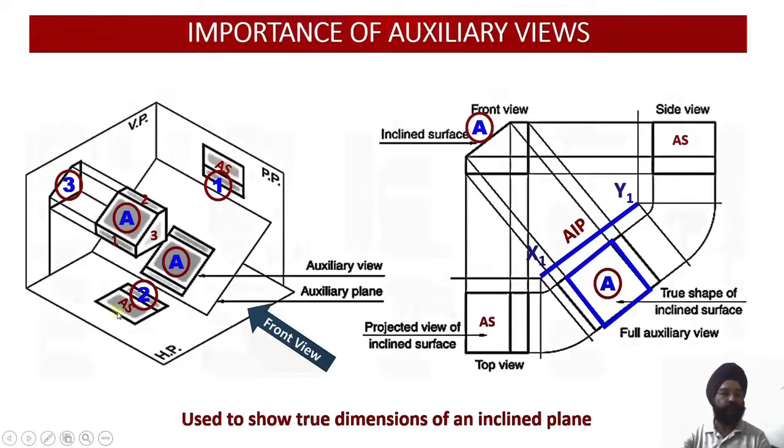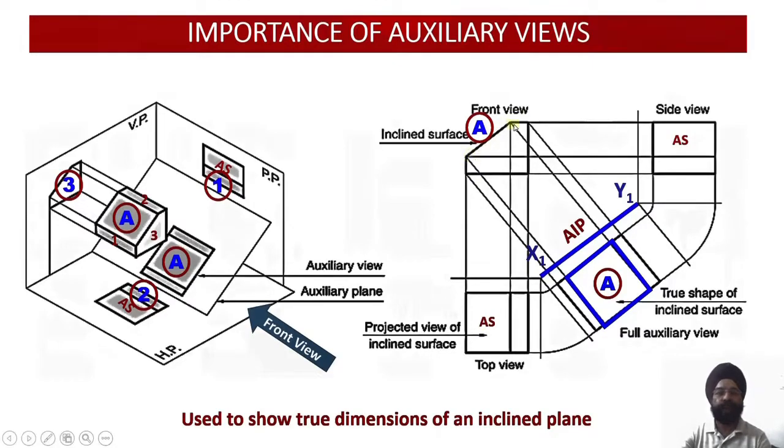So if we draw all these 3 views over here, this is front view, this is my top view, this is my side view, left side view. So again, for surface A, side view shows the apparent view, top view shows the apparent view, front view shows the edge view.